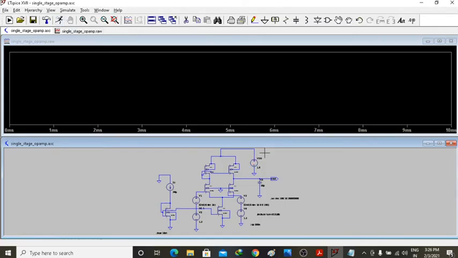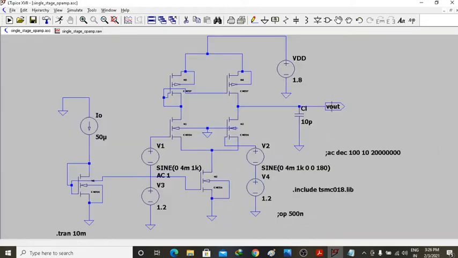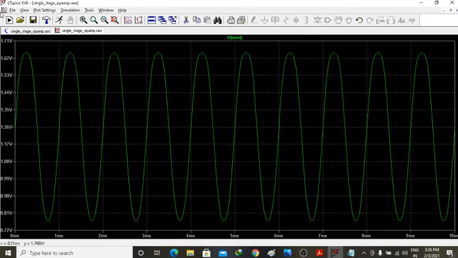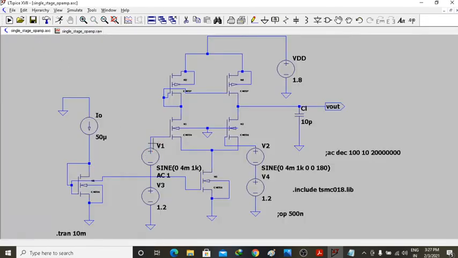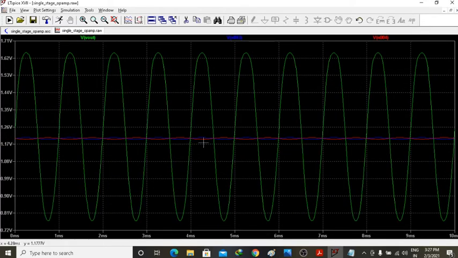When you click on the run button, you are first going to see the output waveform. You see you got the output waveform, then you take the input waveform from both the terminals, this and this. You can clearly see that the input voltage amplitude is very much lower and the output voltage is very much higher. So clearly it is amplified, right?